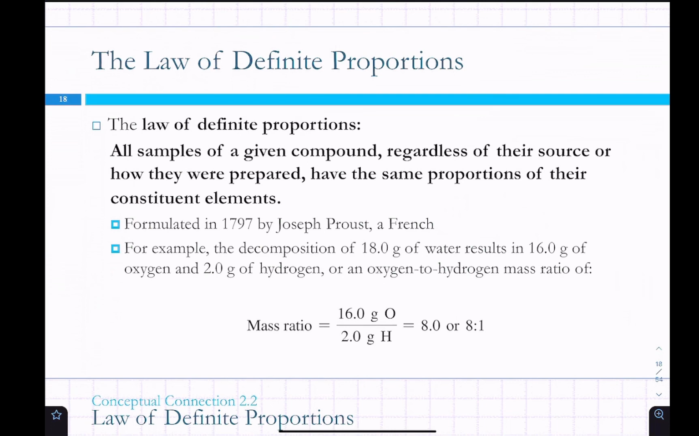So for example, the decomposition of 18 grams of water. If you take water and you break it apart into its constituent elements, you'll get 16 grams of oxygen, 2 grams of hydrogen, and an oxygen to hydrogen ratio of 8 to 1. And that is consistent. It doesn't matter if you get water here, if you get water from somewhere else on Earth, or even out in the deepest reaches of space, it'll have the same composition. And that's because the substance we know as water is made of 1 oxygen and 2 hydrogens.